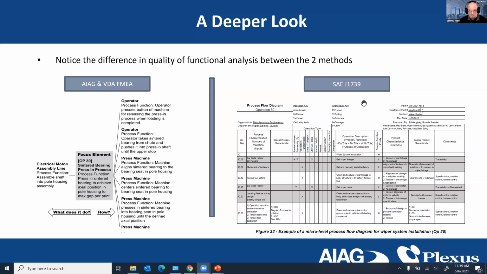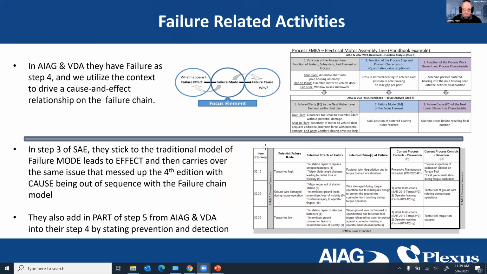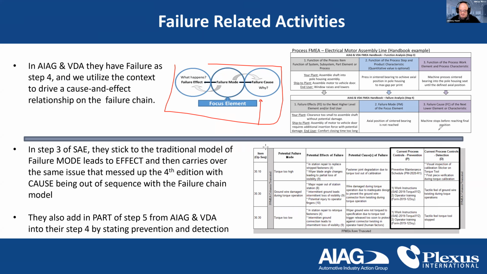Okay, so let's go ahead and take a look now at the failure chain, as long as we took a look at function. Now, in AIAG VDA, they have failure. It's failure chain. We've already beat the failure chain to death, right? Failure chain is the same. Now, notice the failure causes here are always the negation of the work elements.